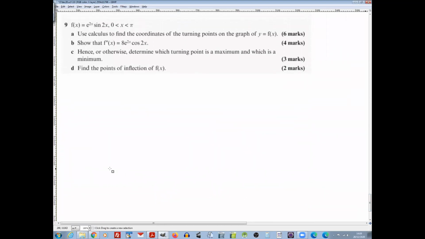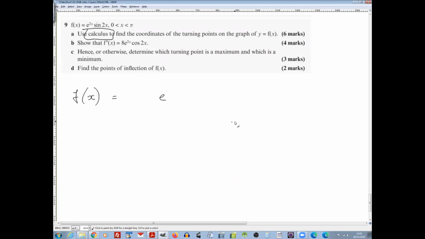Use calculus to find the coordinates of the turning points of the graph of the function f. What do you suggest? What does it mean by use calculus? Oh, what's calculus? Basically, numbers?